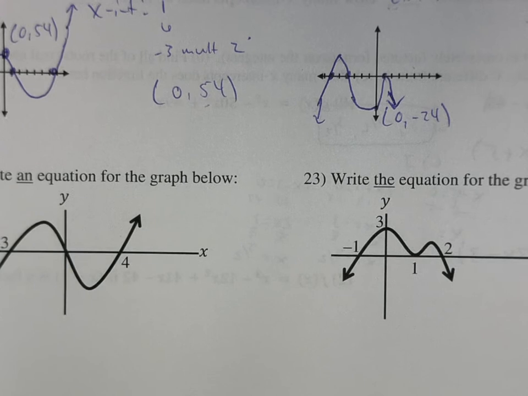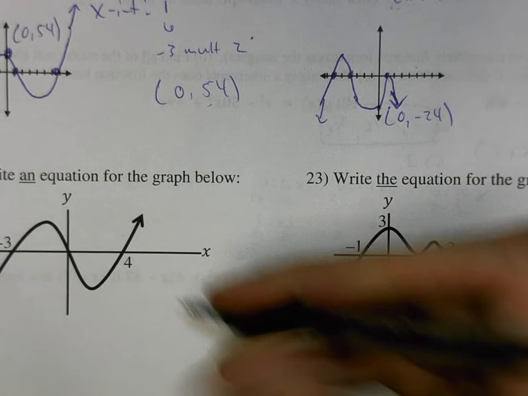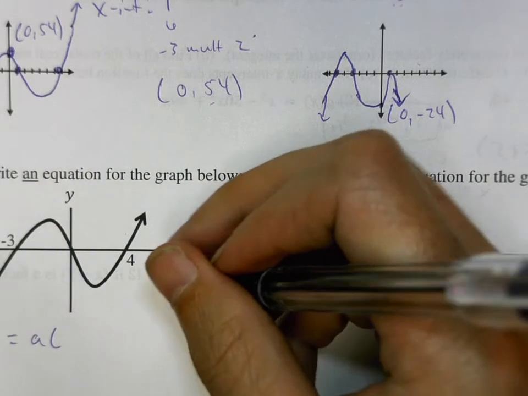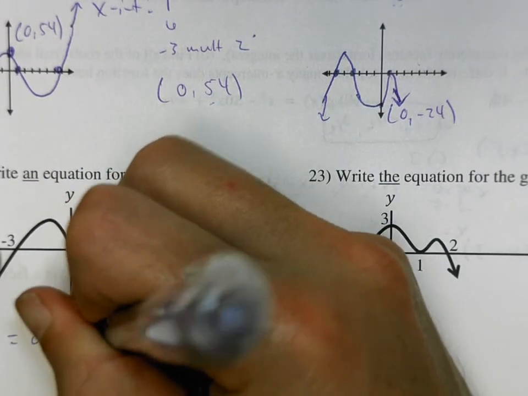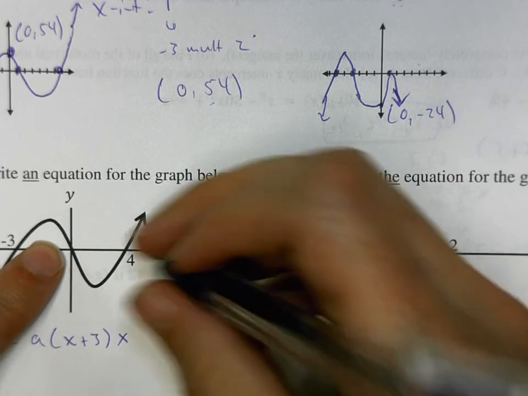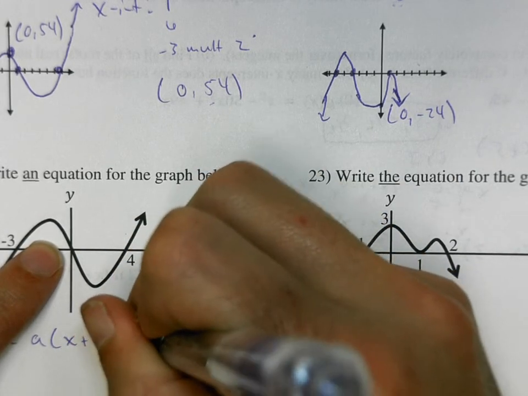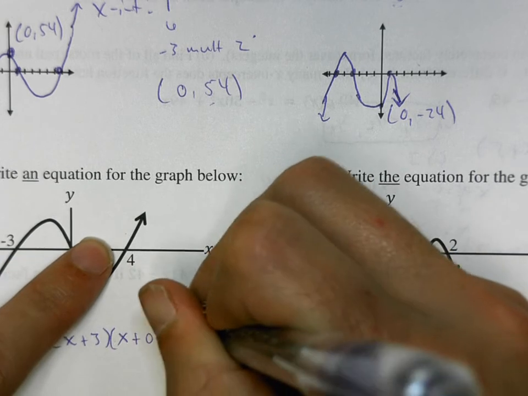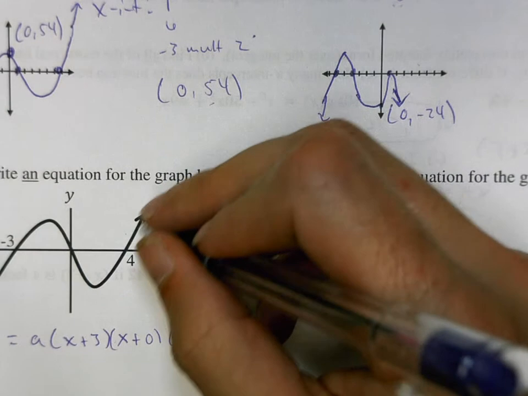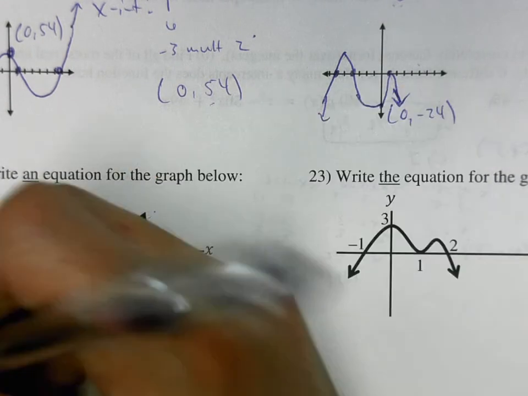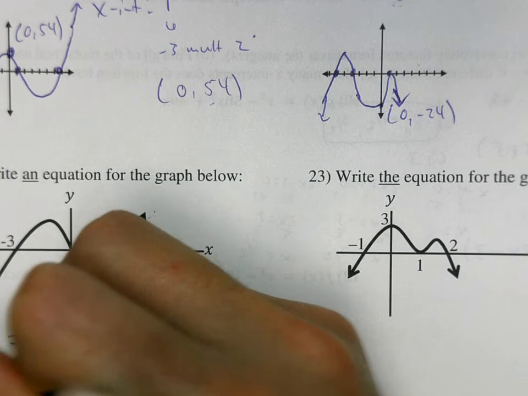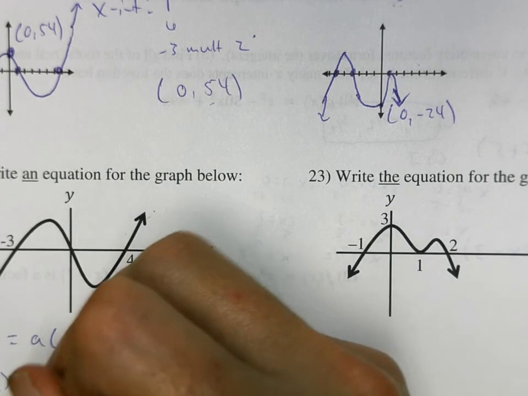Write an equation for the graph. We know f of x equals a times, let's use the intercepts. That would be an x plus 3. Just a regular x because it goes through at 0. If you insist, you could put x plus 0. x minus 4. Now the right side's positive, so that means it should be a positive function. So it's f of x equals a times x, x plus 3, x minus 4.